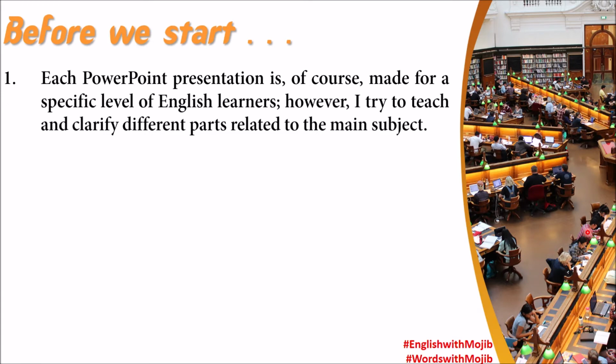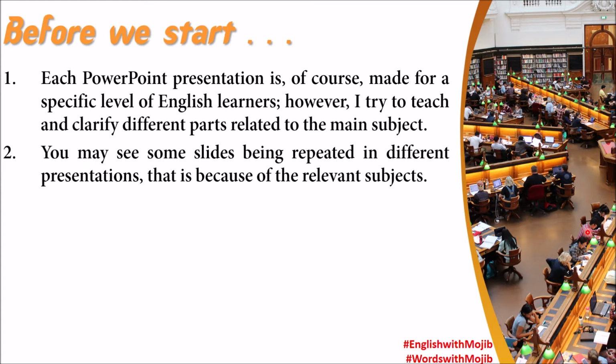Before we start, each PowerPoint presentation is of course made for a specific level of English learners. However, I try to teach and clarify different parts related to the main subject. So if you think the subject might be hard for you, do not ignore the video, because I'm going to teach different parts related to the main subject and it would be easier for you. For example, in this presentation, I'm going to talk about adjectives and after that we're going to talk about types of an adjective and comparative adjectives. You may see some slides being repeated in different presentations. That is because of the relevant subjects. For example, in this presentation, we're going to see some slides repeated from my first movie, I think, adjectives ending in OUS. That is because the subjects are related to each other.